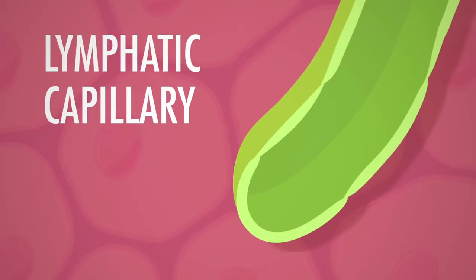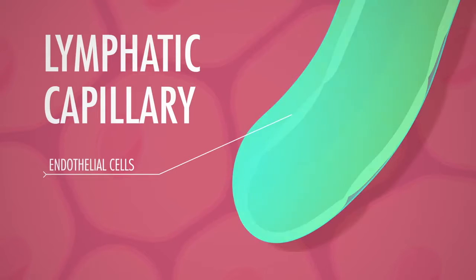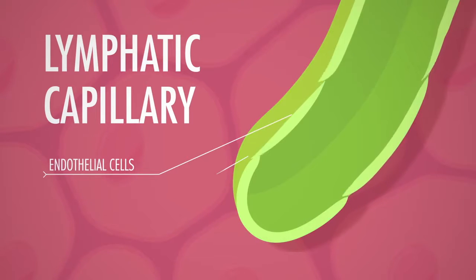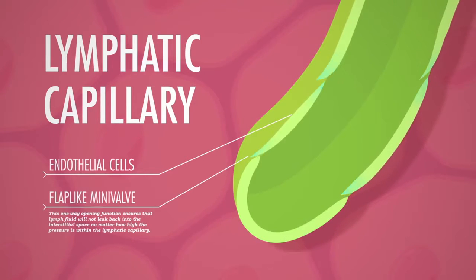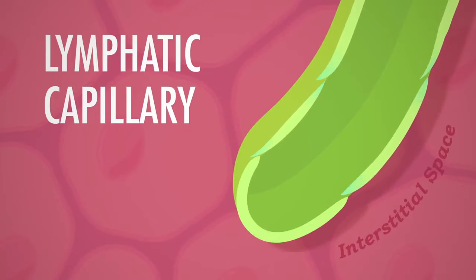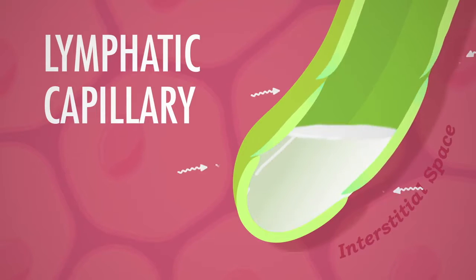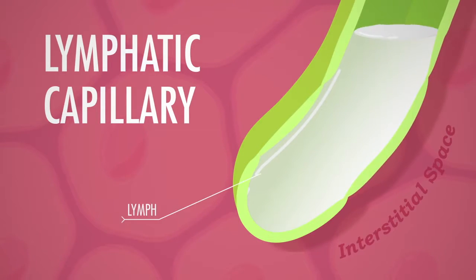Lymphatic capillaries are made of loosely overlapping endothelial cells that look kind of like roofing shingles, forming little flap-like valves that only open in one direction. So when the pressure in the interstitial space becomes greater than the pressure inside the lymphatic capillary, the flaps push open and take in fluid to relieve the pressure. Once the fluid is inside a lymphatic capillary, we can officially call it lymph.